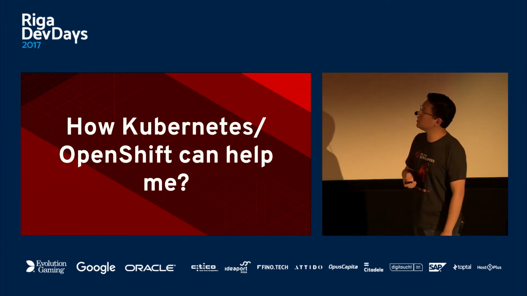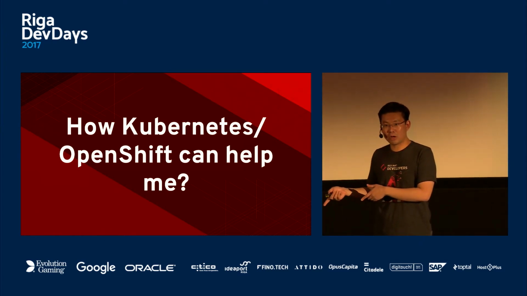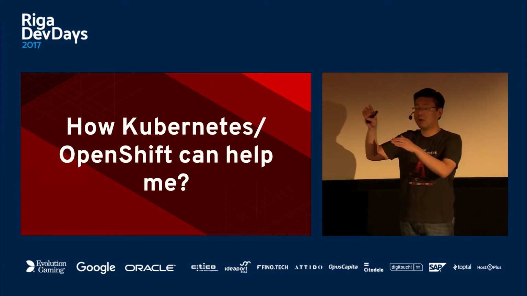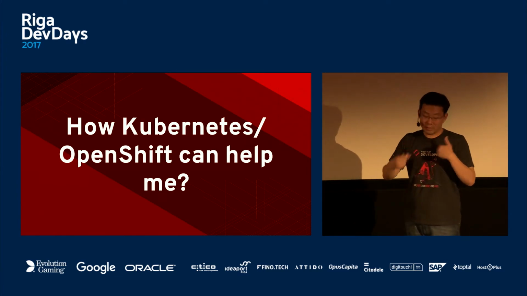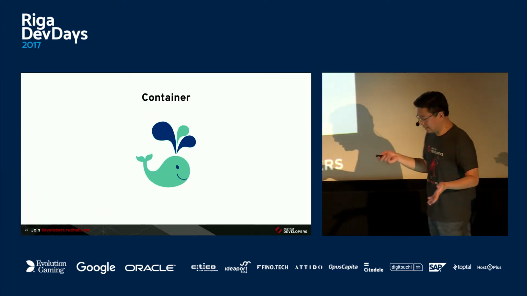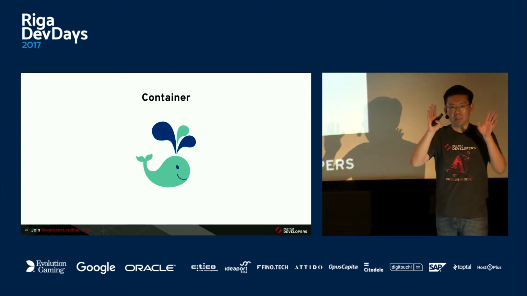So how can Kubernetes and OpenShift help me solve these distributed system problems using infrastructure instead of requiring me to code these things in my application? So first, some concepts. Usually, when we think about deployment, again, I'm talking about containers.